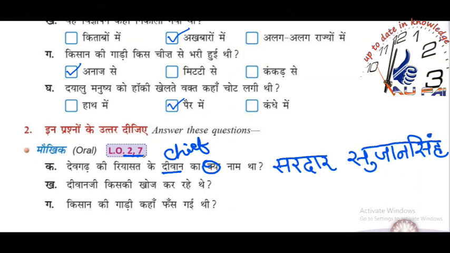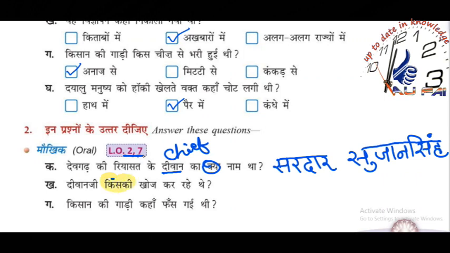Sujan Singh. Second one, Divan ji kiski khoj kar rahe the? Whom was the chief searching for? We know the chief wished to retire from his job because of his old age. So the king requested him to select the next chief like him. So he is searching for such a new chief. So find out the question word first.